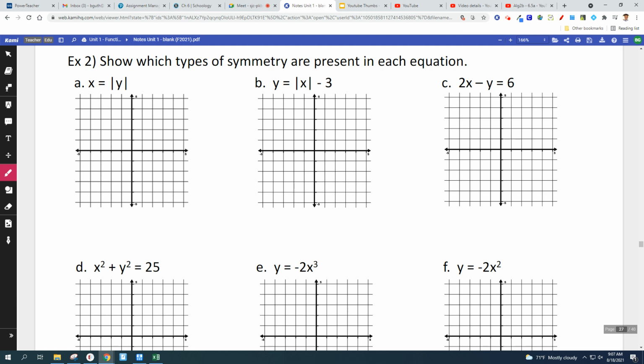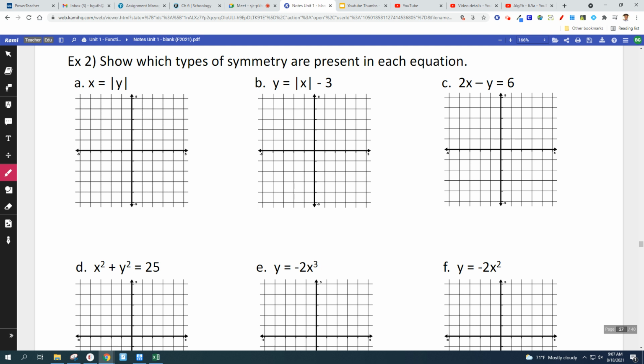Number 2 says show which types of symmetry are present in each equation. And so I gave you little graphs there because I think it's much easier to look at a graph. If you had Desmos out or your graphing calculator out and could graph it and could look at it, it's going to be pretty obvious which type of symmetry you see, if there is any at all.